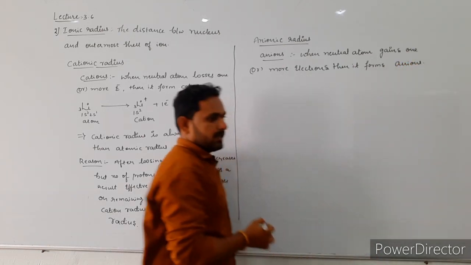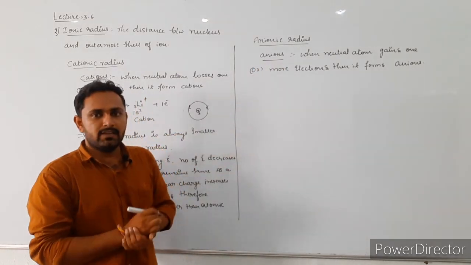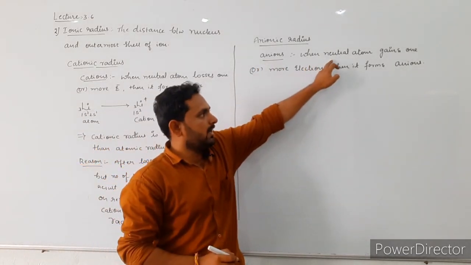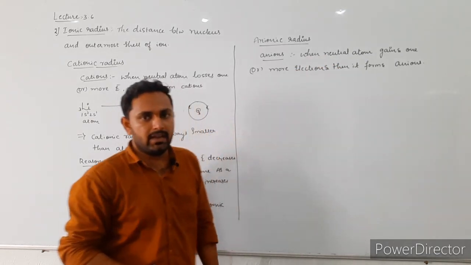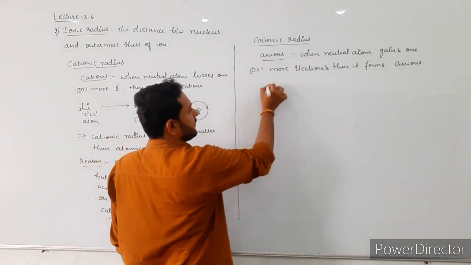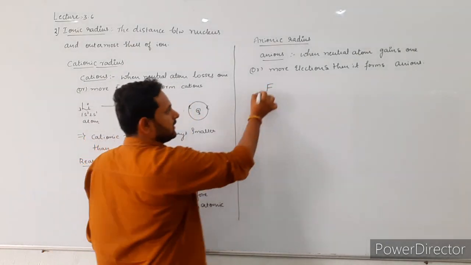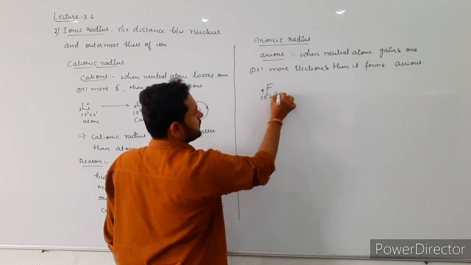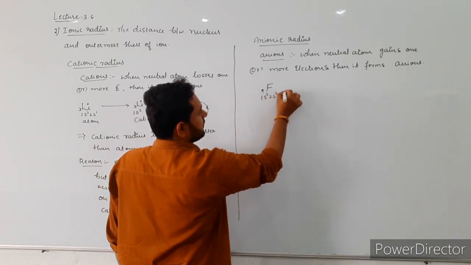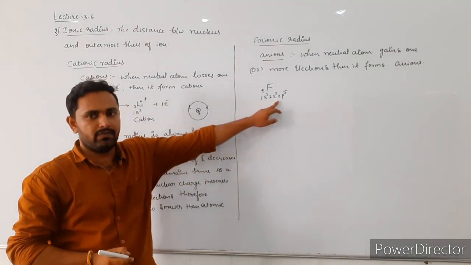What are anions? Negatively charged ions are called anions. How anions will form? When neutral atom gains one or more electrons, then it forms anions. For example, fluorine. What is the atomic number of fluorine? 9. Now write electronic configuration: 1s2, 2s2, 2p5.